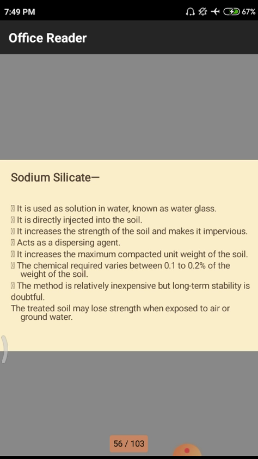The chemical required varies between 0.1 to 0.2% of the weight of the soil. That means in what content of soil we are doing this experiment. First of all, we have to measure the total area, and then we have to estimate how much material will be used. We have to decide in what way we have to spread all those things, with the help of expertise persons. They will give some suggestions whenever we are doing this kind of experiment to improve the stabilization properties.